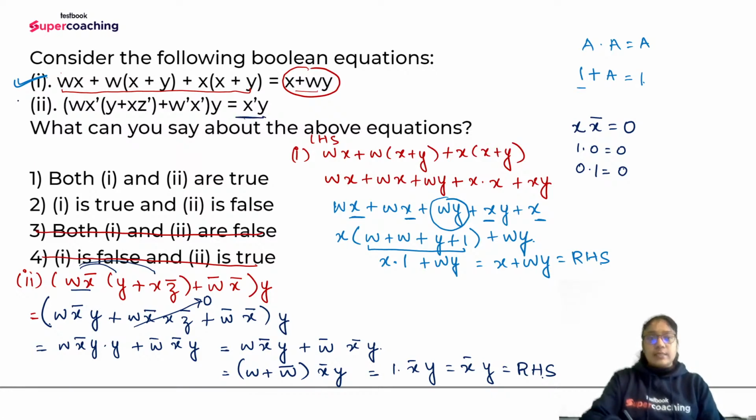So we can say that statement 2 is also correct. That means both the given expressions are correct. So the correct answer is both 1 and 2 are true. So it's option 1. In this question, you were supposed to simply use the Boolean algebra laws. The expressions were quite simple. We have simplified it and we got the minimized expressions. Is this clear to everyone? Yes, 1 is the correct option.